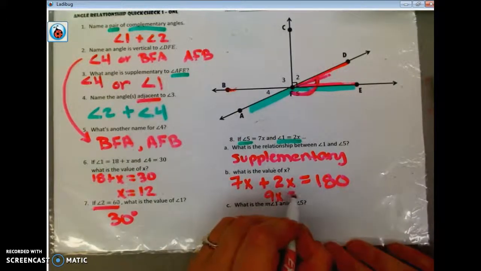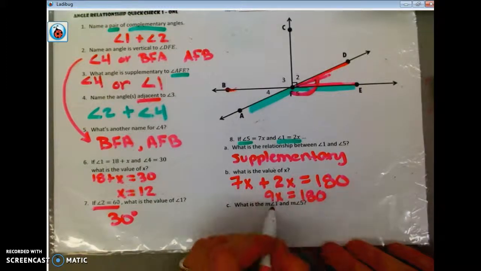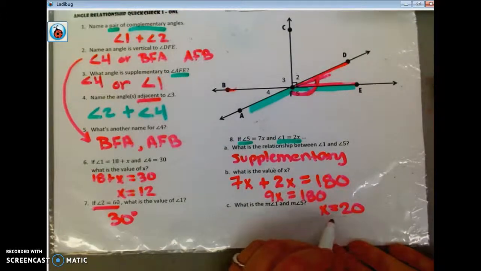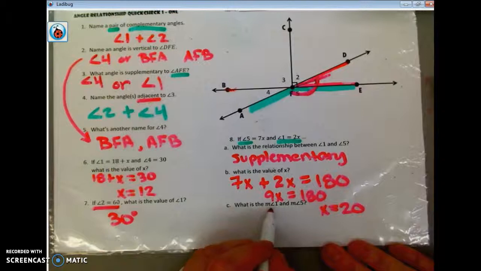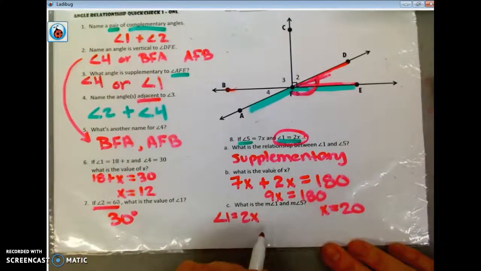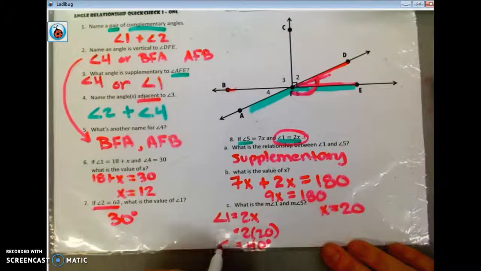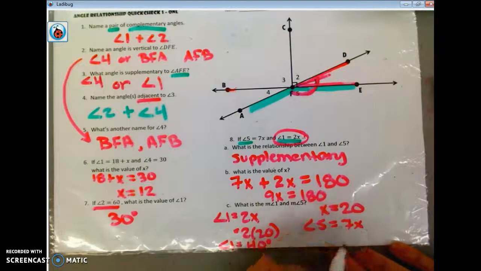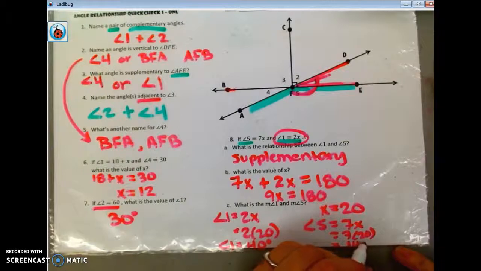Combine like terms, I get 9x equals 180. Divide both sides by 9, I get x equals 20. And now that I know that x equals 20, this is saying what is the measure of angle 1? Basically, what is it equal in degrees? We'll take a look up here. Angle 1 equaled 2x. Well, if x equals 20, then 2 times 20 is 40. So angle 1 is equal to 40 degrees. Angle 5 is 7x, or 7 times 20. So that's 140 degrees.